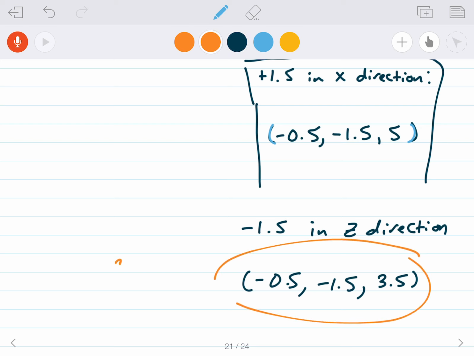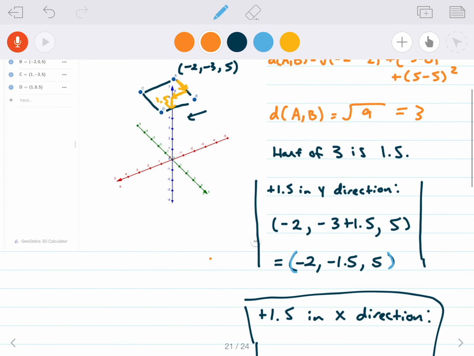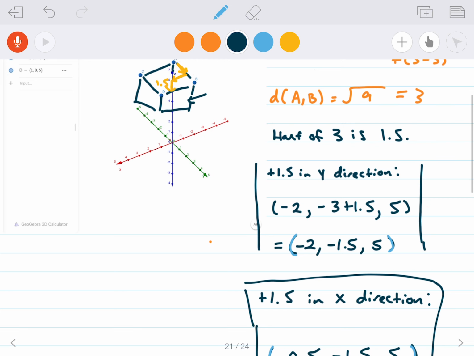This is the coordinate of our center. So that's where the center of this cube lies. If we were to extend this downward like so, we would see that the center is going to be exactly at that ordered pair.